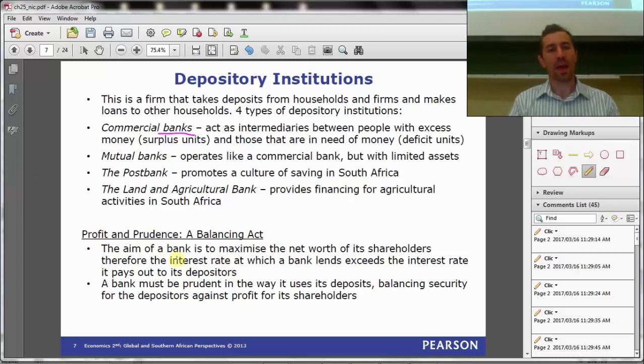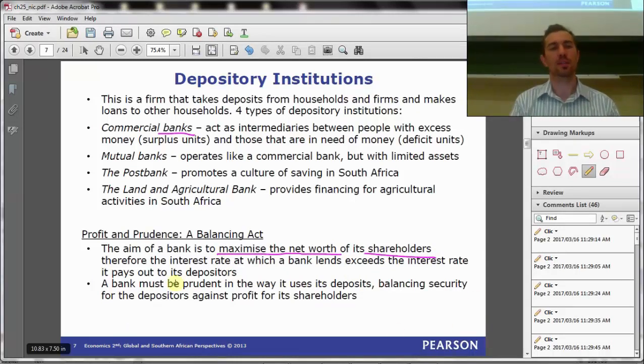The aim of a bank as an institution, if it's a firm, if you recall from microeconomics, what does a firm try and do? The idea is that the firm tries to maximize the net worth of the shareholders. In other words, it's profit driven. It tries to make profits.